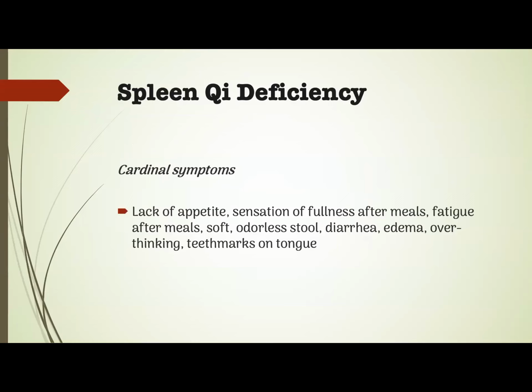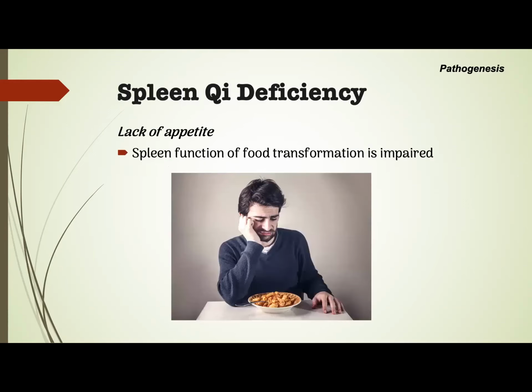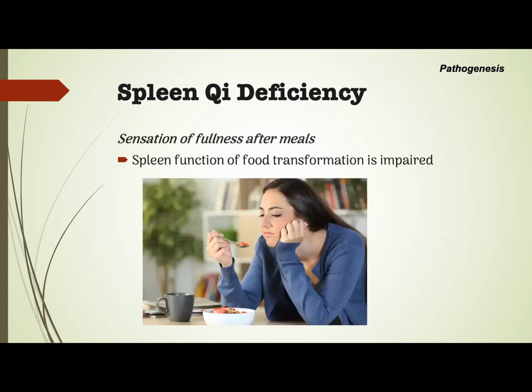Cardinal symptoms: lack of appetite, sensation of fullness after meals, fatigue after meals, soft, odorless stool, diarrhea, edema, overthinking, and teeth marks on the tongue. Lack of appetite is due to the fact that the spleen function of food transformation is impaired. So the patient will lack appetite. The sensation of fullness after meals is explained by the impairment in the spleen function of food transformation.